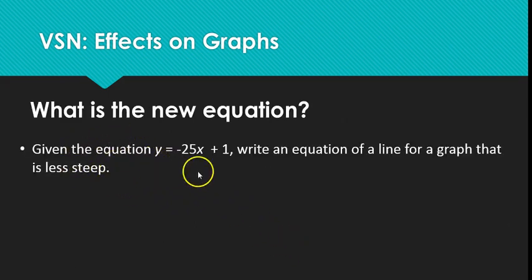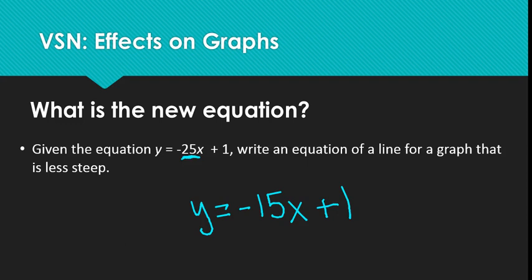Alright, so given the equation y equals negative 25x plus 1, write an equation of a line for a graph that is less steep. So less steep just means this digit has to be smaller. Okay, so y equals negative 15x plus 1 would work. Anything would work as long as the digit of your slope was smaller than 25.